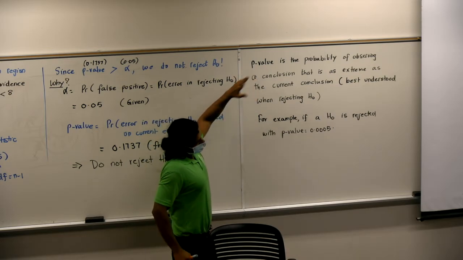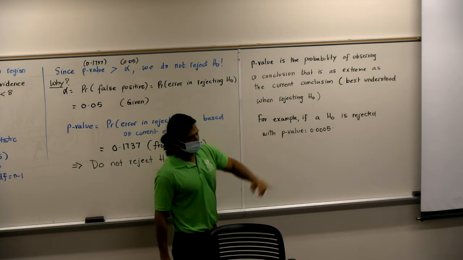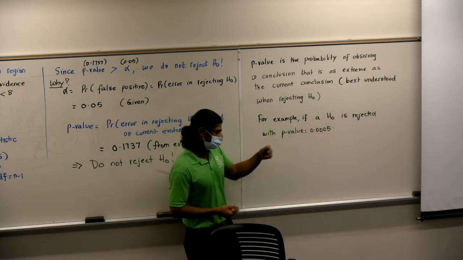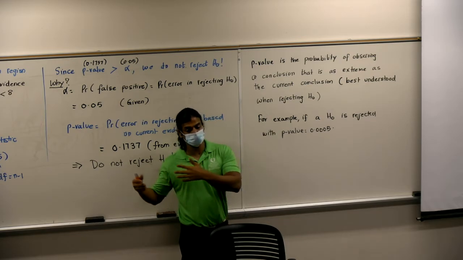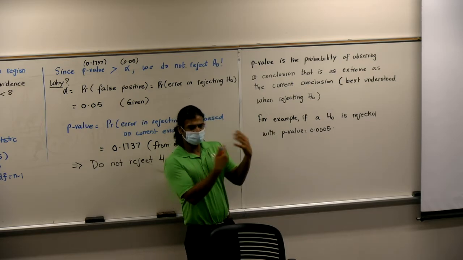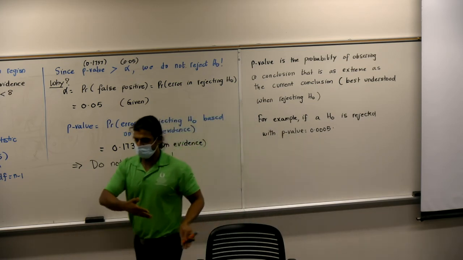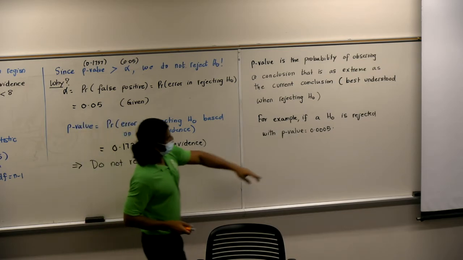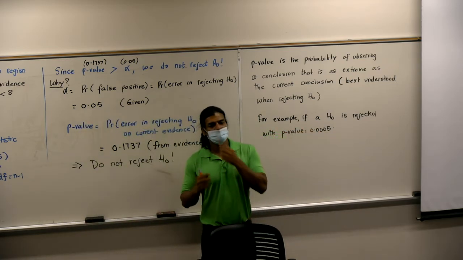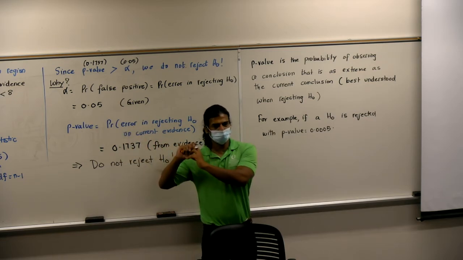Again, that is best understood if you reject the null, which is why I used that example. If the null is rejected, and if it had a p-value of 0.0005, and I asked the question, what are the chances that I would see such a p-value again? It's only about 0.05%. Very, very small chance. So there is a significant effect from the sample. Does that make sense?